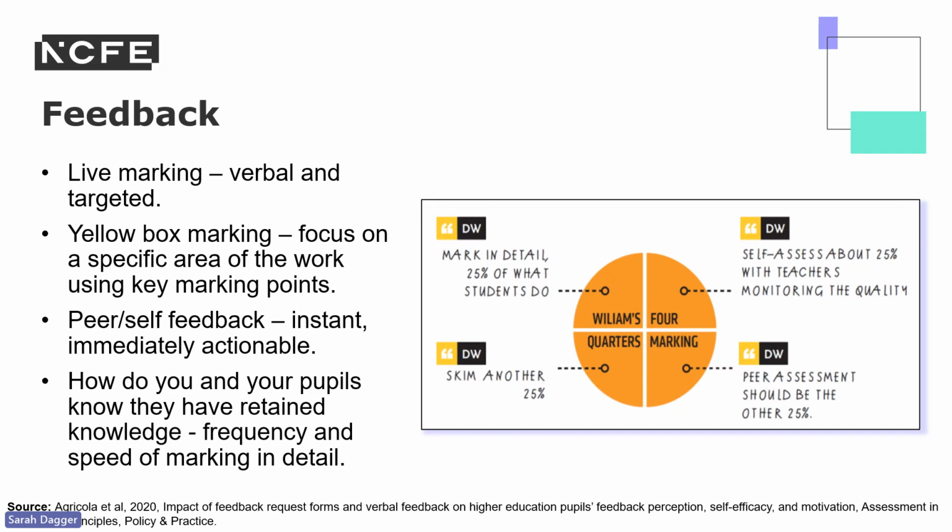Now, it might be that you do that as a whole class, that you identify parts of students' work with that yellow box, and then collectively as the class you give that feedback about what they need to do to improve, and then they go and do that within that targeted area. But that can also come, as you can see on the diagram there, from peer or self-feedback, and that makes that feedback instant and immediately actionable.